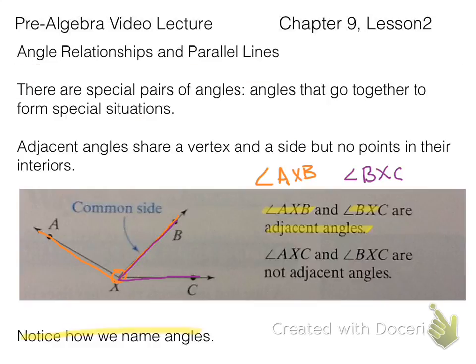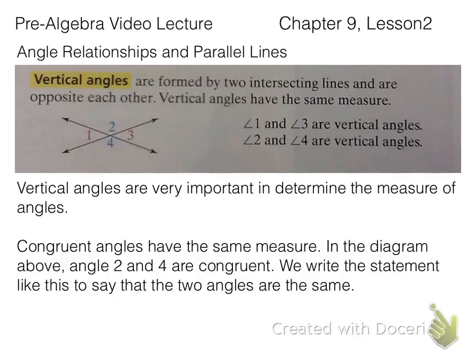Okay. So, another angle relationship is vertical angles. Angles are formed by two intersecting lines and are opposite each other. Vertical angles have the same measure. So, as you can see here, I have two lines. I have this line, I have that line, and they intersect each other here. And so there are four angles that are created by two intersecting lines. We have angle 1, angle 2, angle 3, and angle 4.